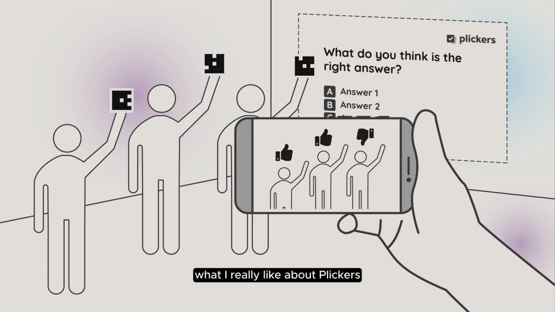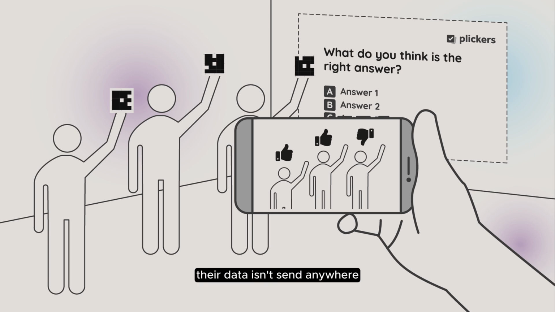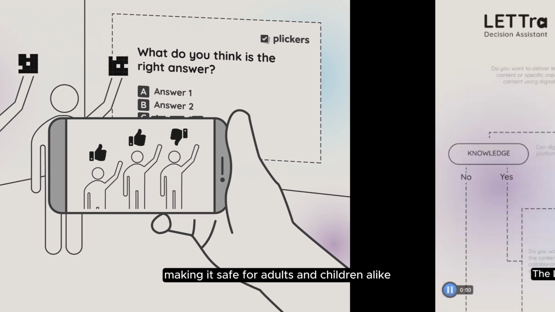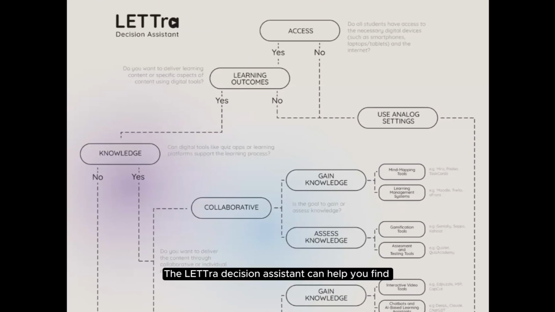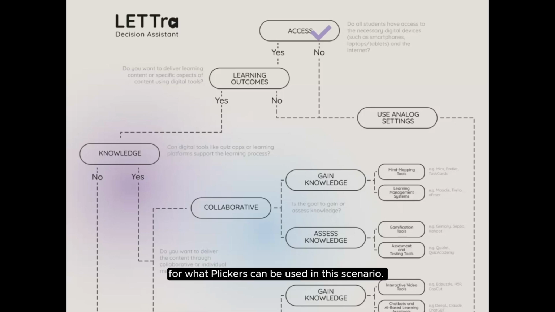What I really like about Plickers is that students don't need a device, don't need to log in or have an account somewhere. Their data isn't sent anywhere, making it safe for adults and children alike. The Letra Decision Assistant can help you find a suitable digital tool for a learning scenario. Let's use the Letra Decision Assistant to determine what Plickers can be used for in this scenario.